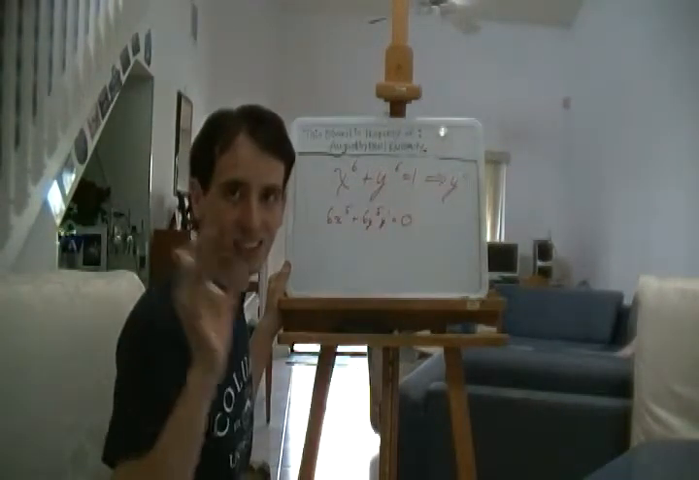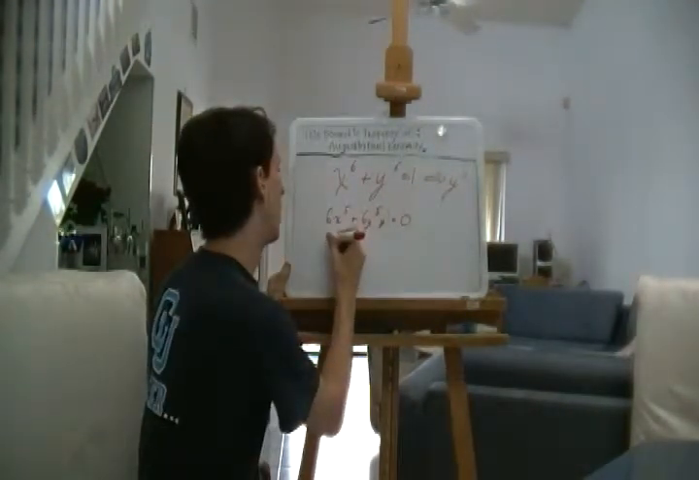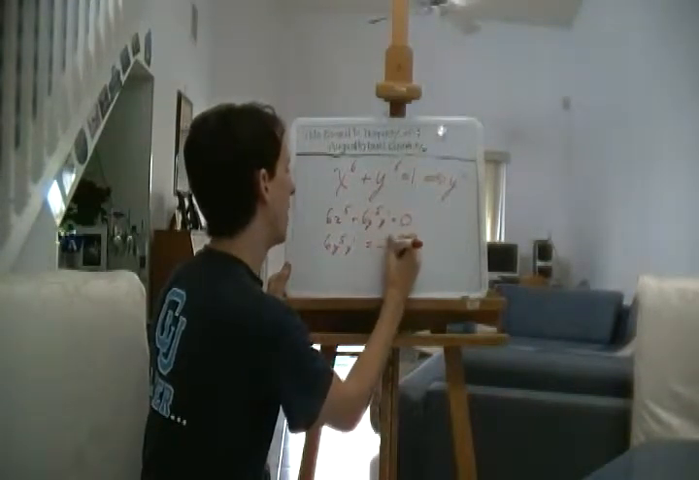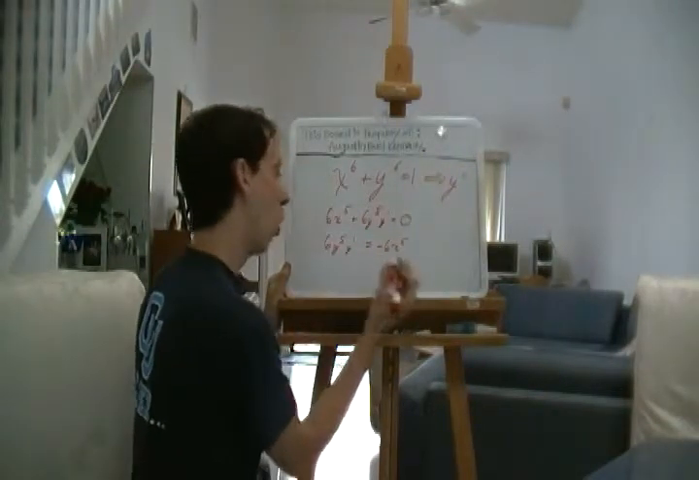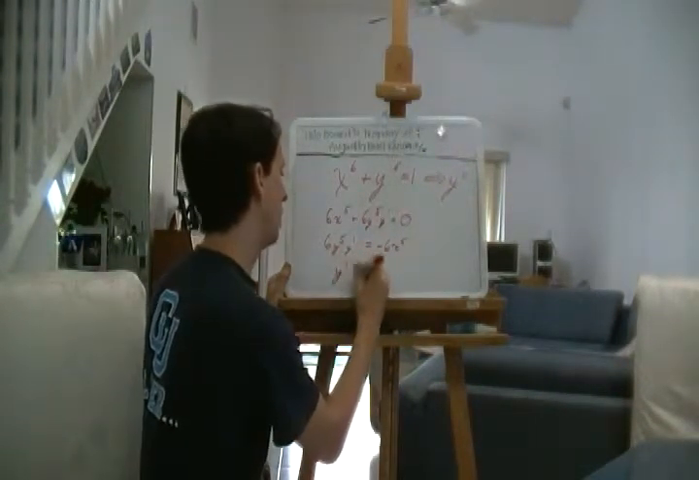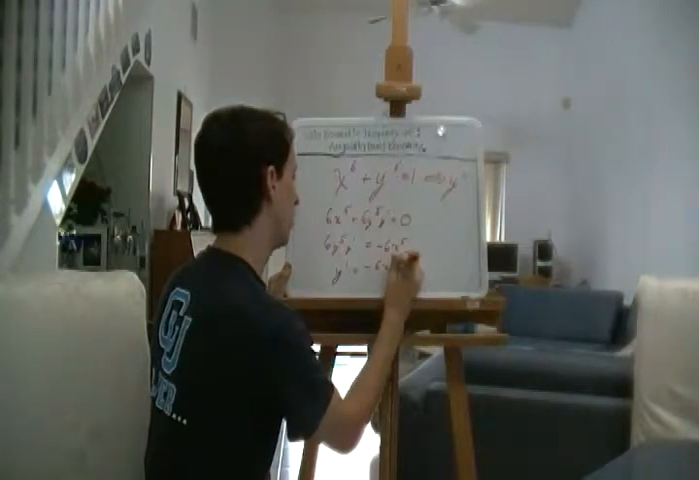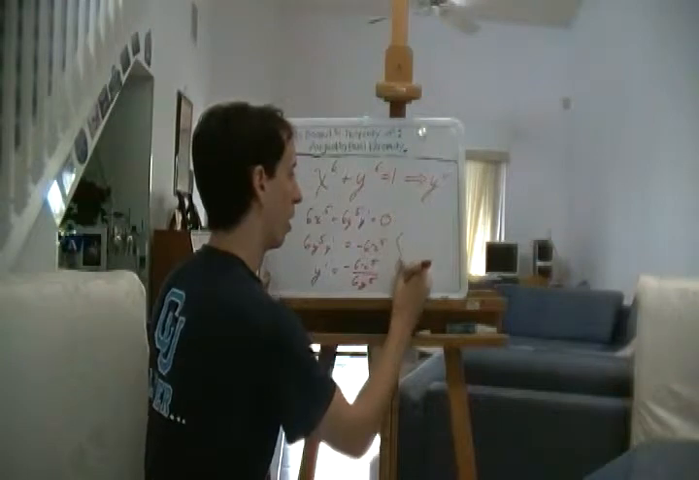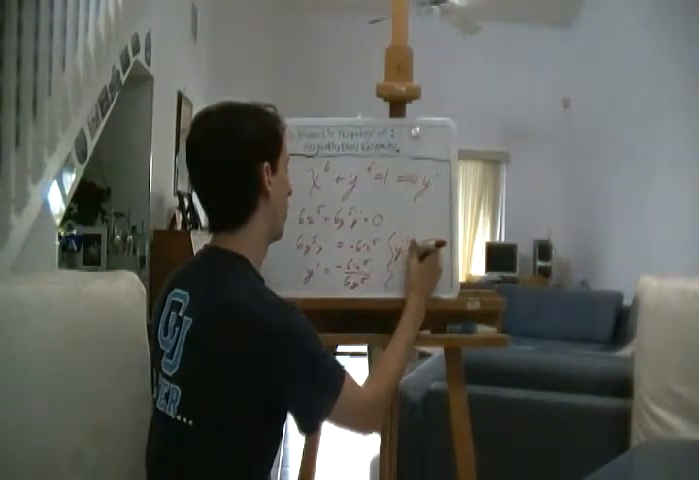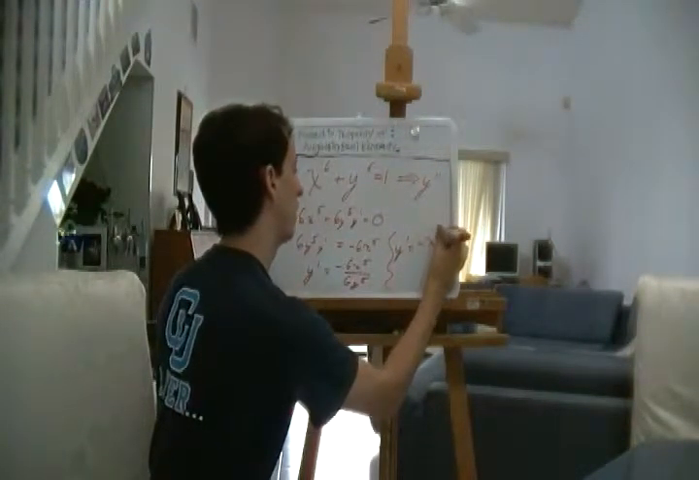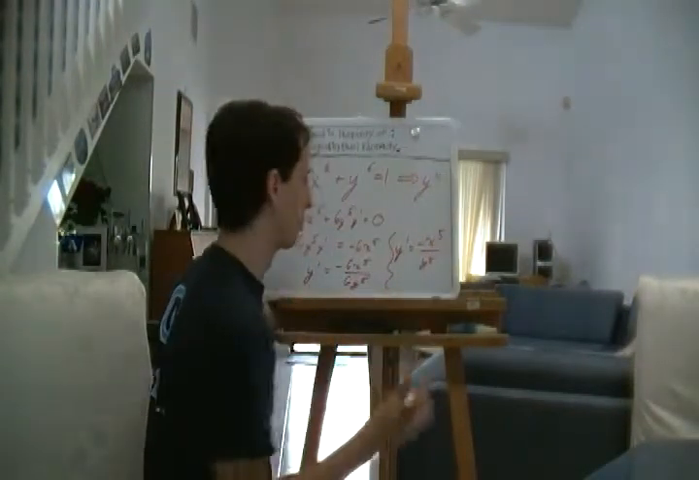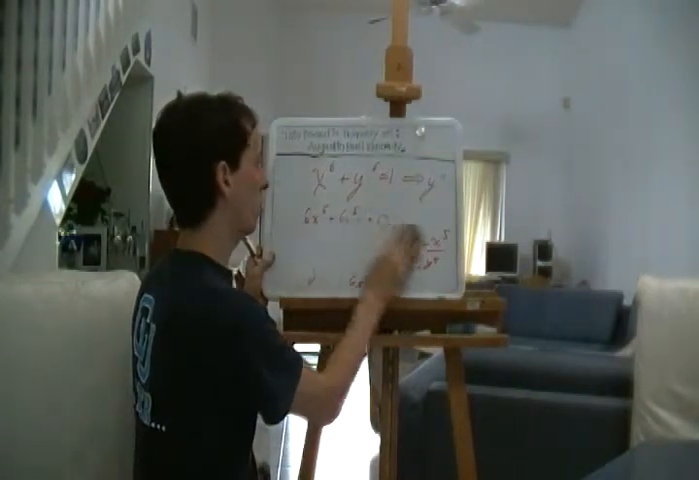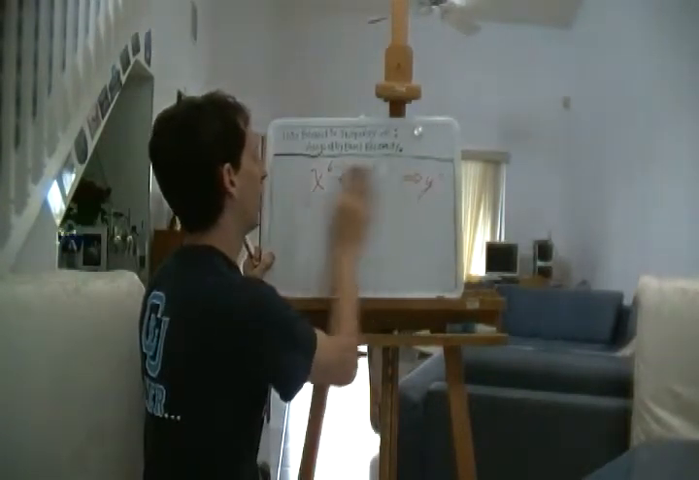Now you remember you're going to isolate y prime. So we get 6y to the 5th y prime equals negative 6x to the 5th, or y prime equals negative 6x to the 5th over 6y to the 5th, or the first derivative, y prime equals negative x to the 5th over y to the 5th. That's y prime. So that's what we're going to write down for right now.